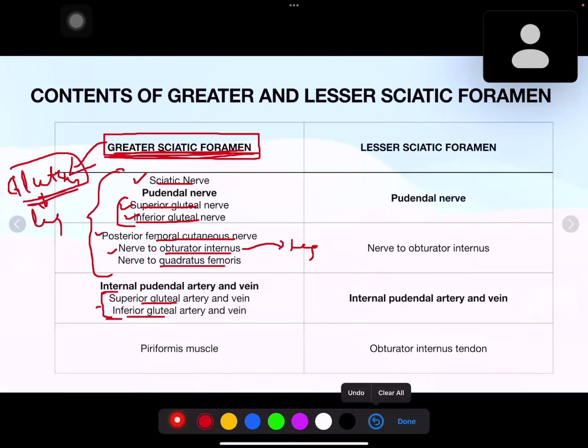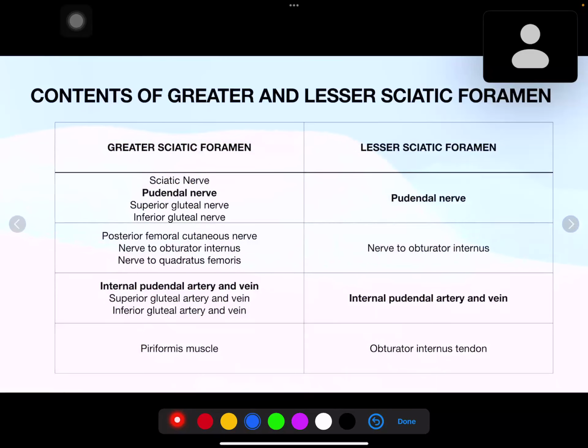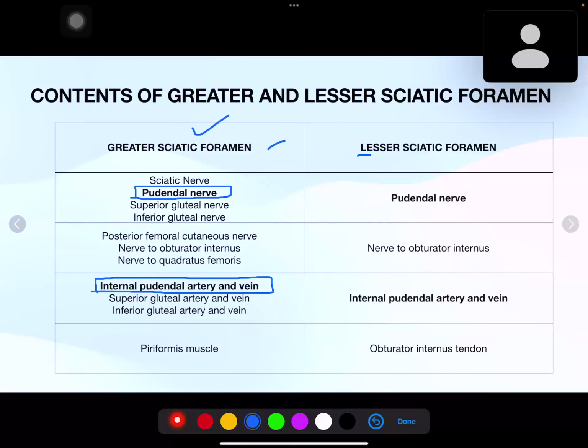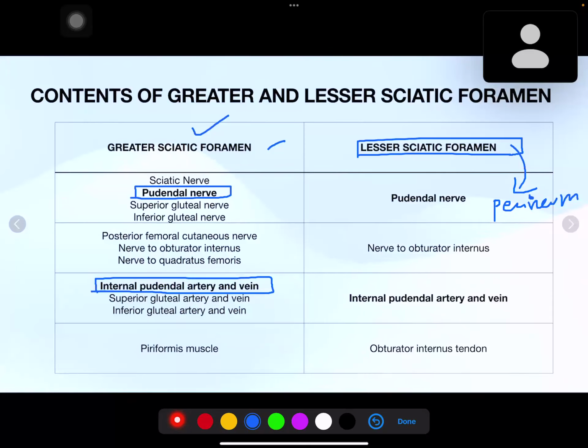Now a very important thing, this is the pudendal nerve and pudendal vessels, okay? The pudendal nerve and pudendal vessels, the internal pudendal artery and vein, pass through the greater sciatic foramen, it goes back, and then this is the lesser sciatic foramen. So the lesser sciatic foramen is for the contents to enter the perineum. So whatever wants to enter the perineum has to go through this lesser sciatic foramen.